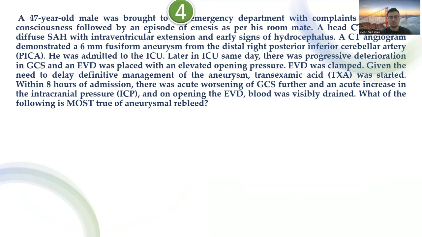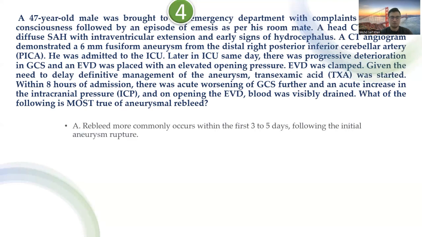Later in ICU, the same day, there was progressive deterioration in GCS, and an EVD was placed with an elevated opening pressure. EVD was clamped. Given the need to delay the definitive management of the aneurysm, TXA was started. Within 8 hours of admission, there was acute worsening of GCS further and acute increase in the ICP. And on opening of EVD, blood was visibly drained. Which of the following is the most true of aneurysmal rebleed?